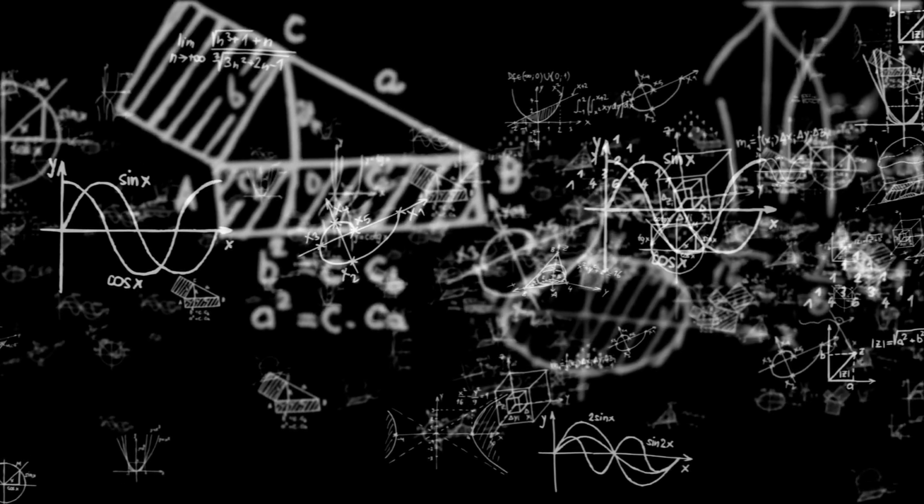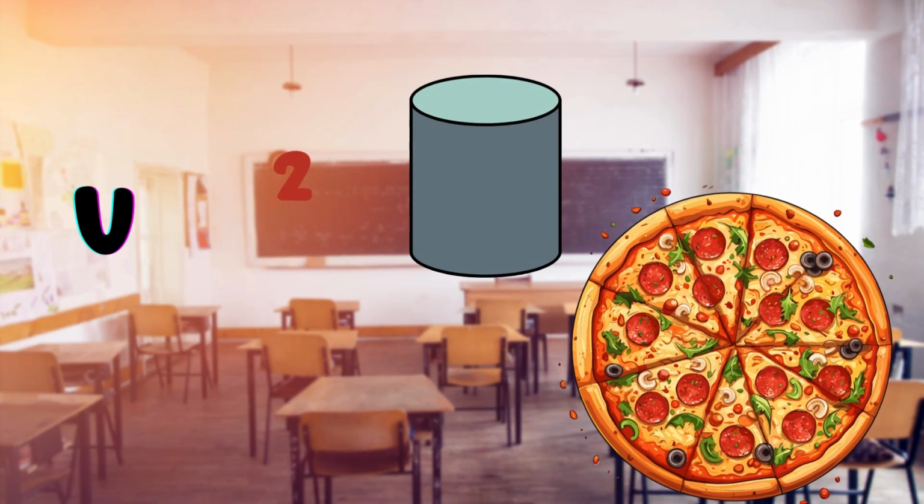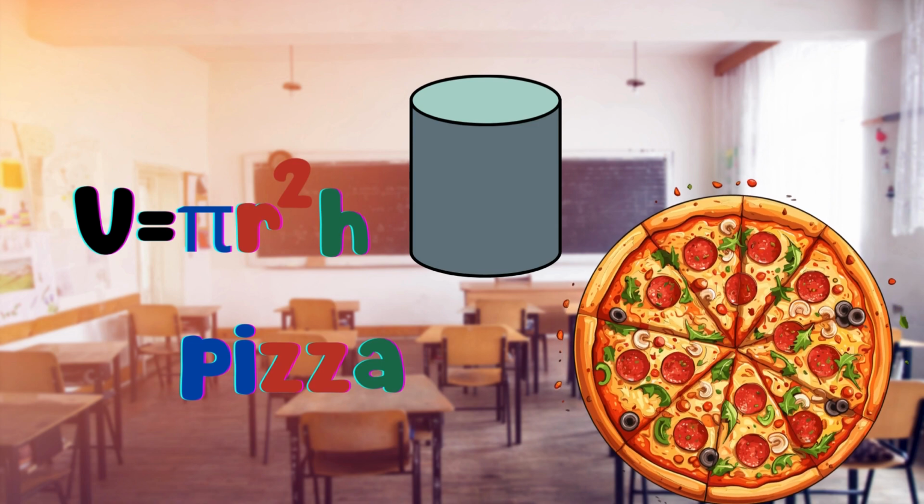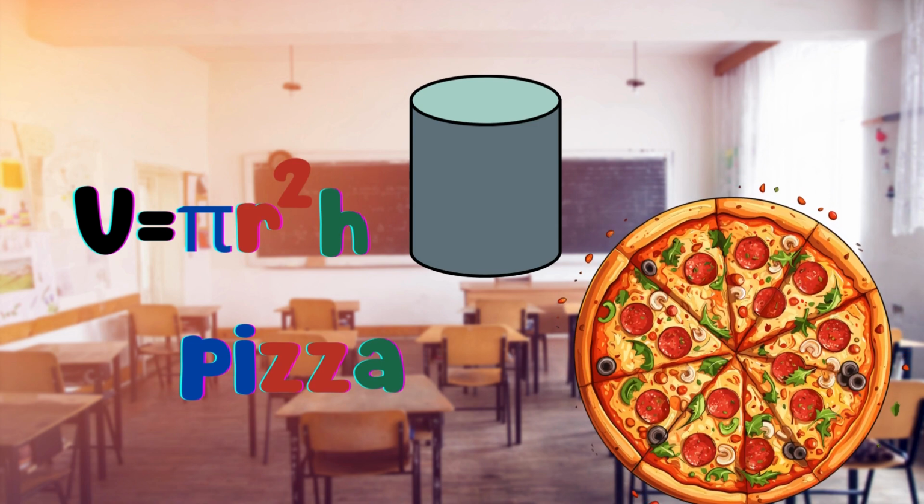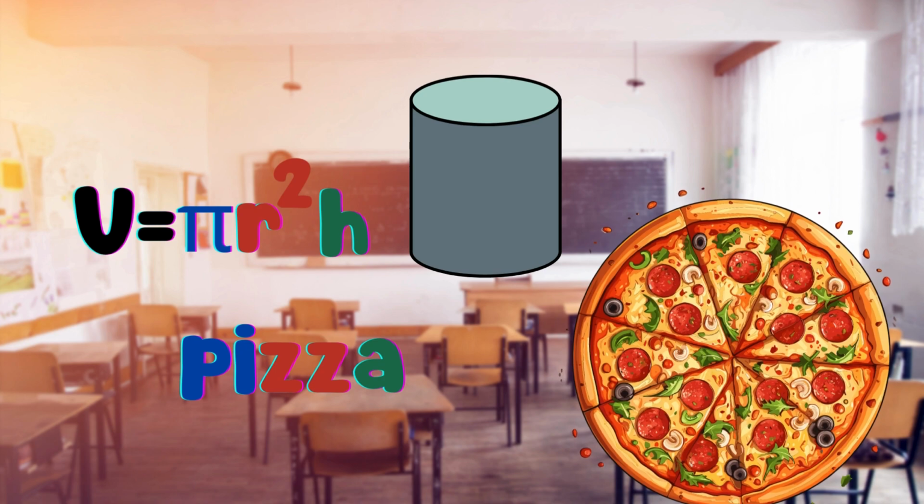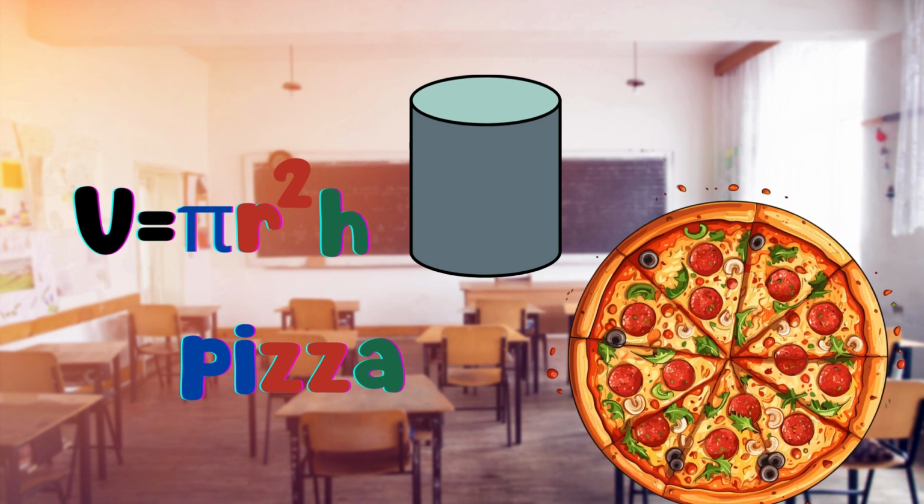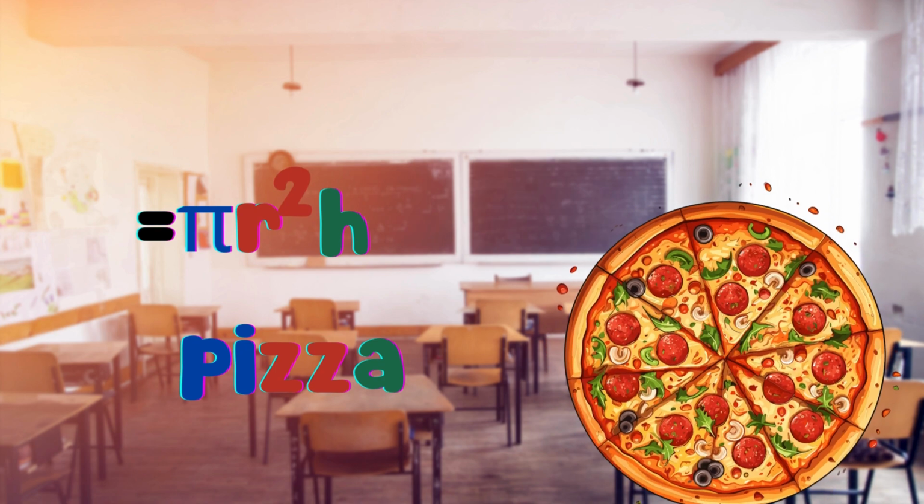The formula for the volume of a cylinder is pi times the radius squared times the height. So when you apply this to a pizza, where z is the radius and a is the height or thickness, you get pizza. Now, isn't that a delicious piece of mathematical trivia?